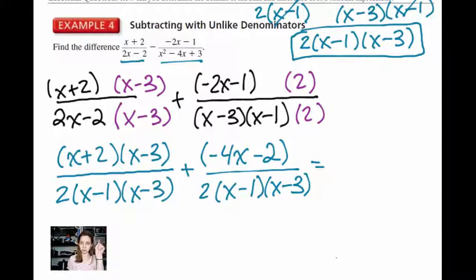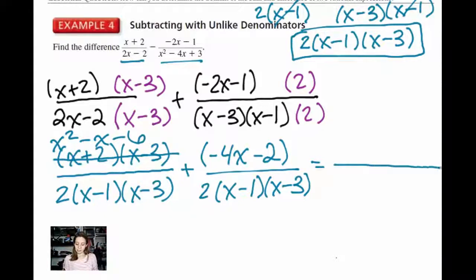Often with these problems, you're going to play around with if you have factored form or unfactored form. The denominator stays factored, says the couch. Denominator stays factored. So I'm going to rewrite this as x squared minus x minus 6. Now I'll add the numerators.